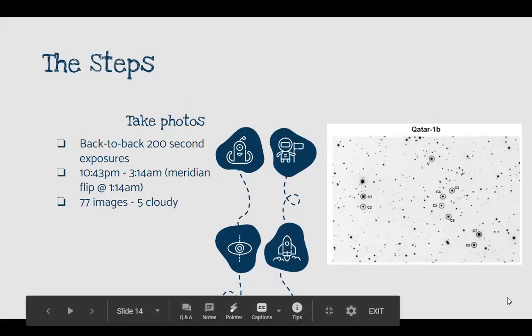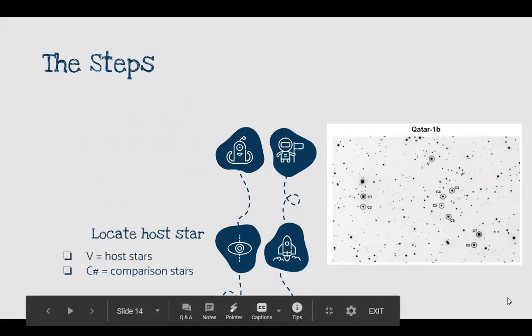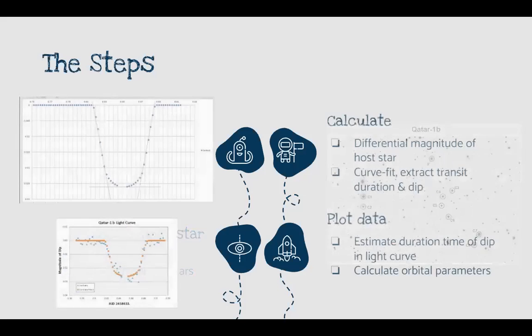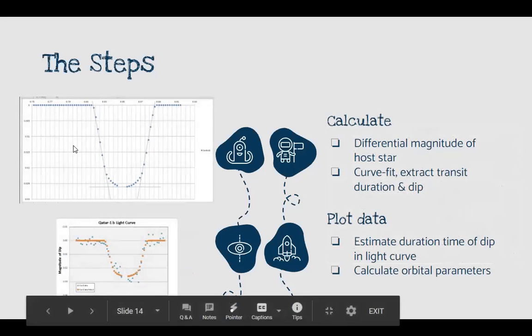Once we had our photos, we located the host star, which is the V in this photo, and 8 comparison stars, which are the C's in this photo. The final steps were to do some calculations and plot data to calculate orbital parameters. Next slide.